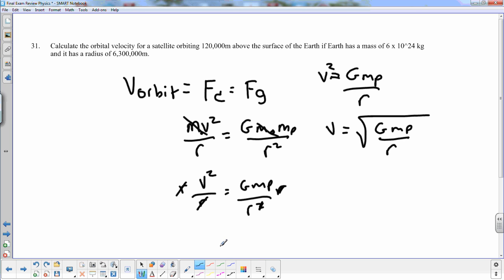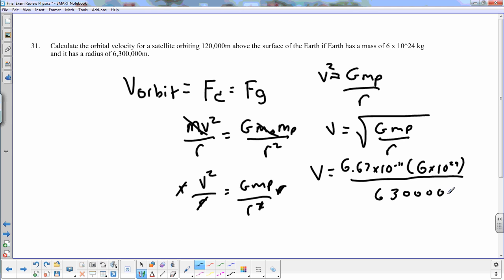But it can't be that simple, because you have to add another 120,000 meters above it. Because I tell you it's above the surface, and that's the surface. So, let's plug all this in. 120,000 meters plus 6,300,000 meters. This whole thing here is going to become 6,420,000.